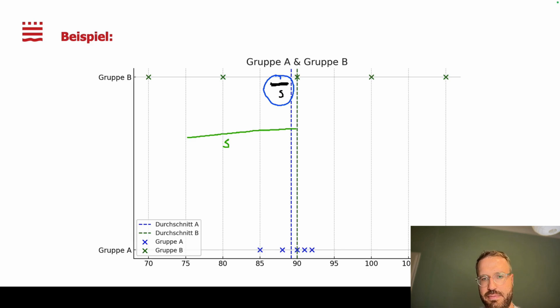But essentially, the idea is that we now also have a metric for the dispersion of samples.